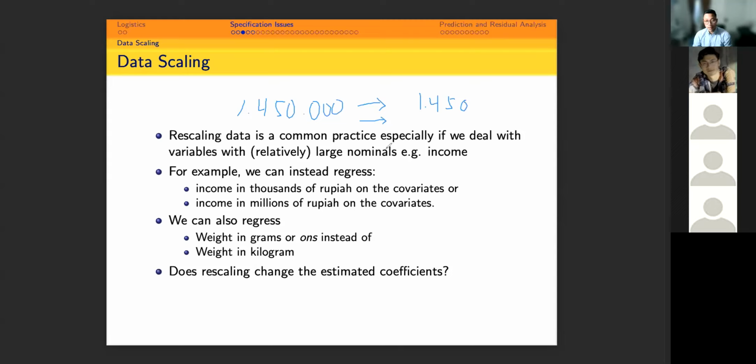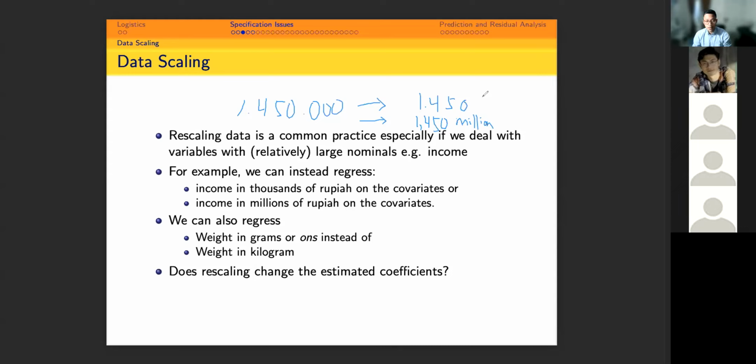Alternatively, we can transform this into millions. We can divide 1,450,000 rupiah by a million, and we'll get 1.45 million. This is what's called data scaling. Again, it's quite straightforward and traceable. What we need to know is whether using data scaling is going to change the estimated coefficient or not.